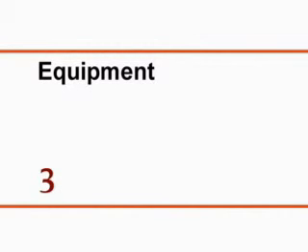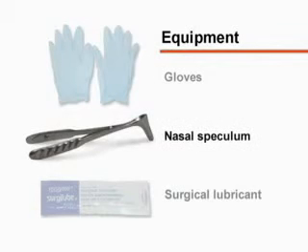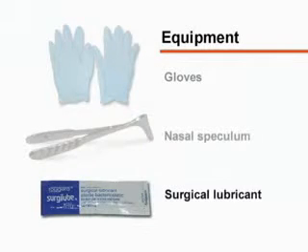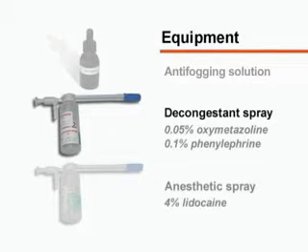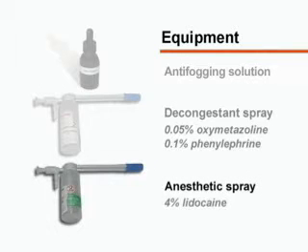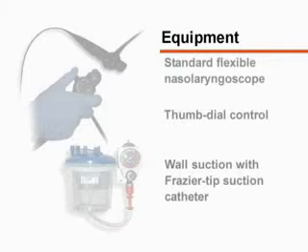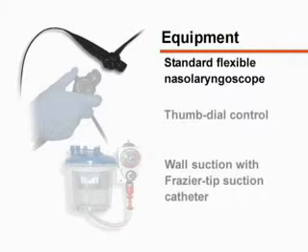Begin by gathering these supplies and equipment. You will need gloves, a nasal speculum, surgical lubricant, anti-fogging solution, decongestant spray such as 0.05% oxymetazoline or 0.1% phenylephrine, as well as an anesthetic spray such as 4% lidocaine. For fiber optic laryngoscopy, obtain a standard flexible nasal laryngoscope.